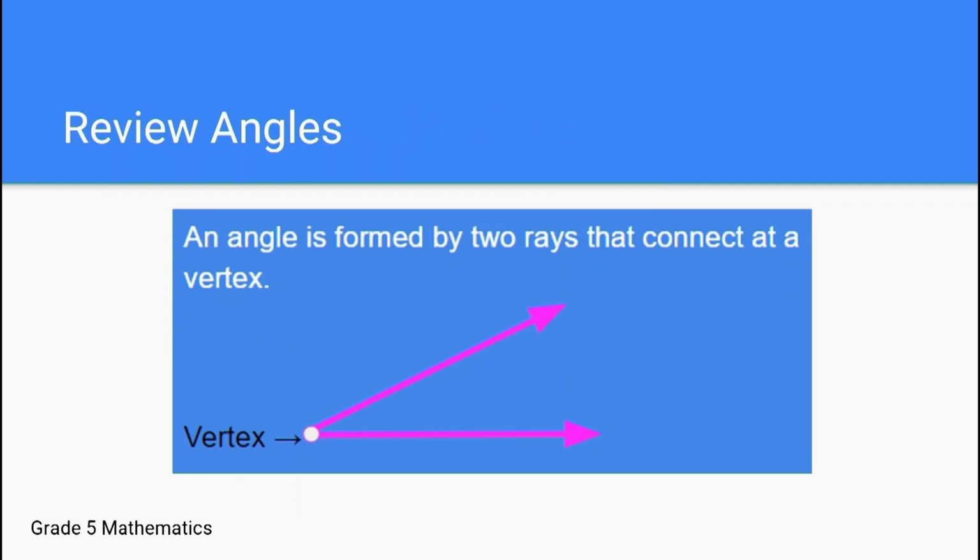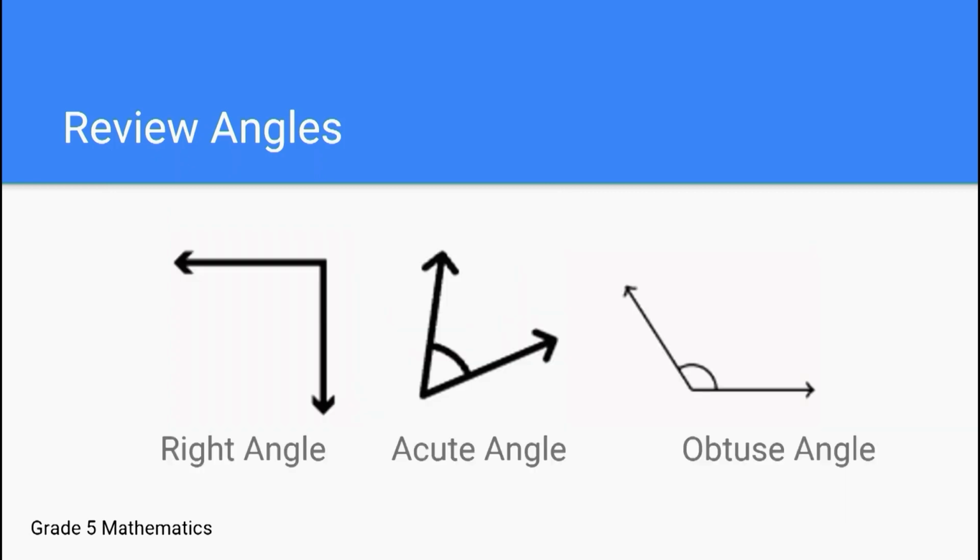Let's review what you learned in the past few lessons. Angles are formed when 2 rays connect at a point called the vertex. Angles are named based on their measurement. A right angle measures exactly 90 degrees. It's sometimes called a square angle because squares have 4 of these kinds of angles.